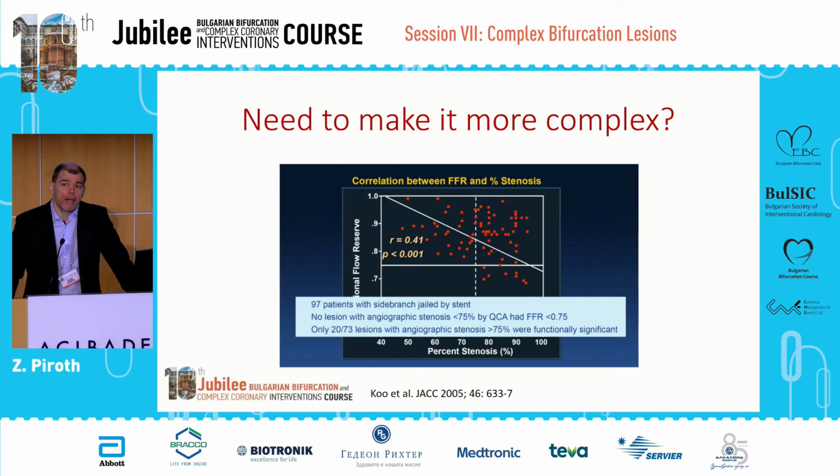So functional imaging, especially in stable coronary artery disease, is important, and we can downgrade the complexity of our therapy for a complex-looking bifurcation by evaluating the side branch.